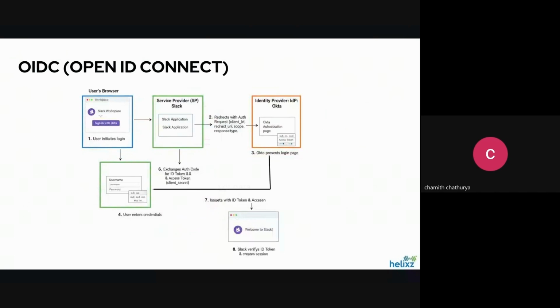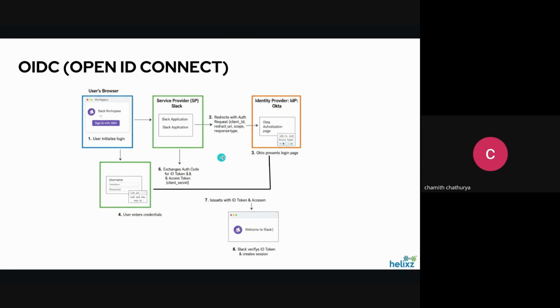Okay, let's see how OpenID Connect works. First, the user logs into the service provider and the service provider redirects to the identity provider. Then the identity provider checks if this user is already logged in. If not, it sends a login form to the user. Once the user fills in the login form, they are redirected to the identity provider, which validates the credentials. Then the identity provider sends an authorization code via the browser to the service provider.